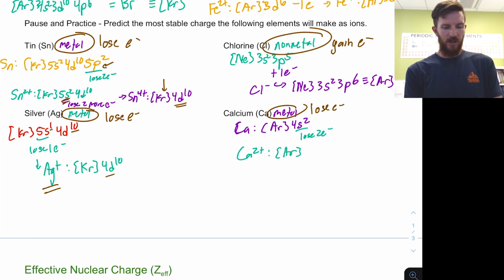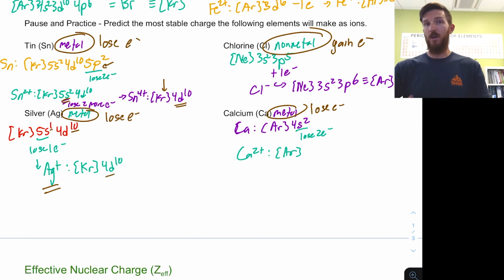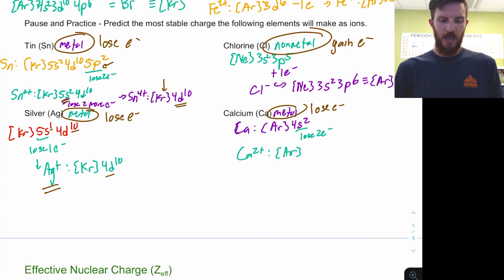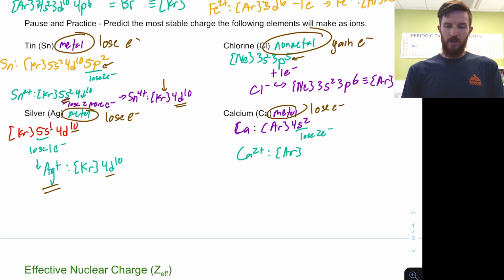And now again, we're left with this full 4d subshell where it's not going to want to lose any more electrons. Now we have chlorine. Chlorine is going to gain 1 electron because it has 7 valence shell electrons, so it wants to gain 1 more. When it does that, it gives us a Cl- or a -1 charge.